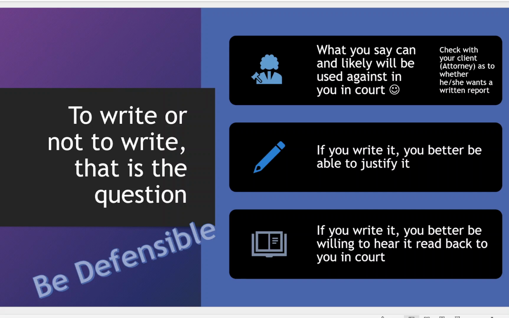As forensic psychologists, we need to be cognizant and careful about what we write. We cannot be on autopilot. We need to be very thoughtful about everything that is included in the report because what you say can and likely will be used against you in court. Check with your client, who's going to be the attorney, as to whether that individual wants a written report. They may or may not. Remember, if you write it, you better be able to justify it.